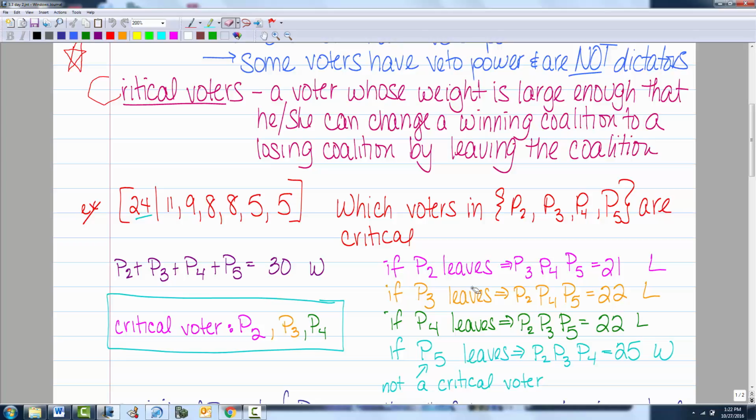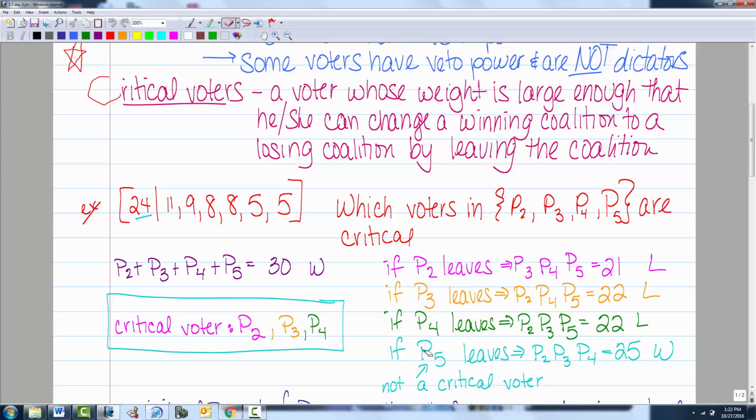And then P4 pulled out, you get 22, which is a loser. P5 pulled out, though, 2, 3, and 4 add up to 25. That would still be a winner. So all it means is P5 is not critical, but it doesn't mean P5 is a dummy.